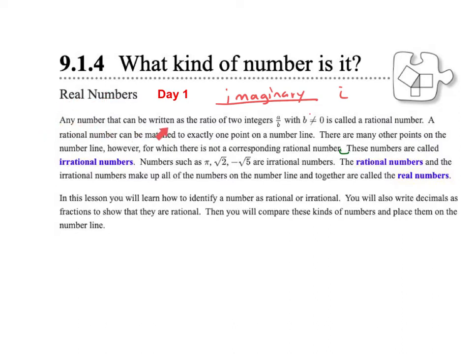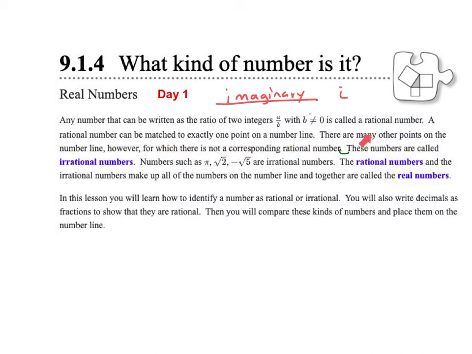Any number that can be written as the ratio of two integers, a divided by b, where b is not equal to 0, is called a rational number. So if it's rational, it can be written as a fraction where b is not equal to 0, a fraction where the denominator is not 0. A rational number can be matched exactly to one point on a number line.